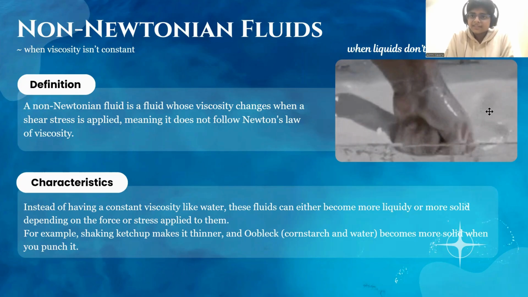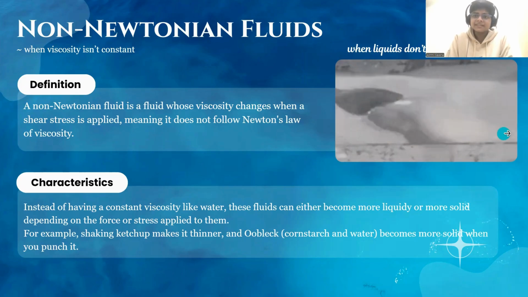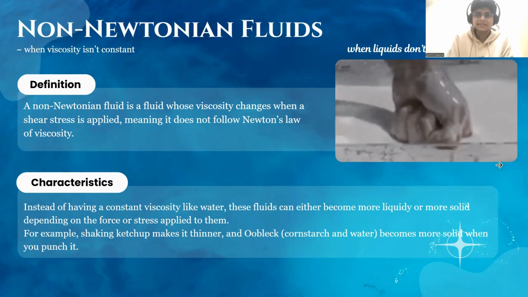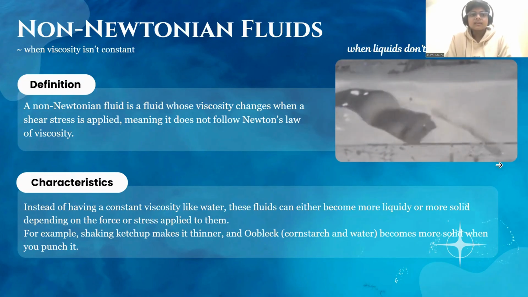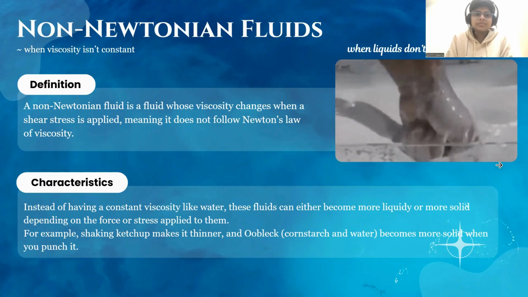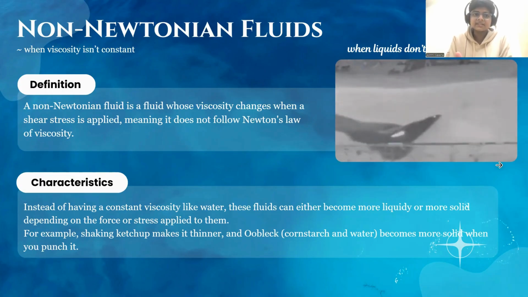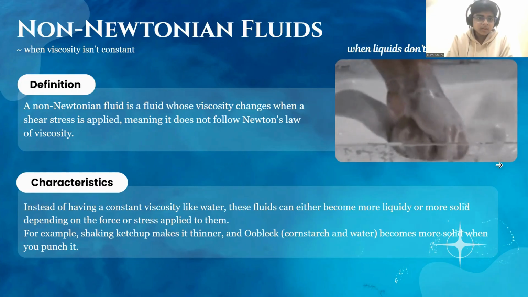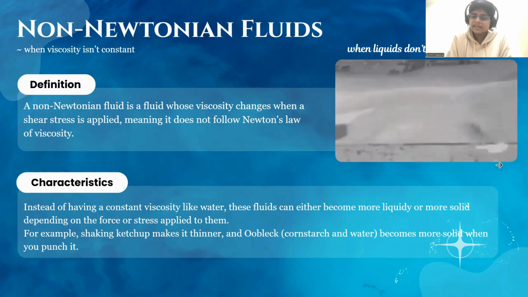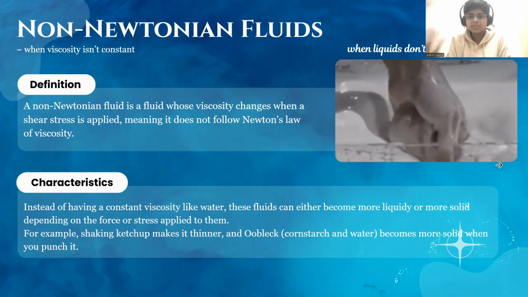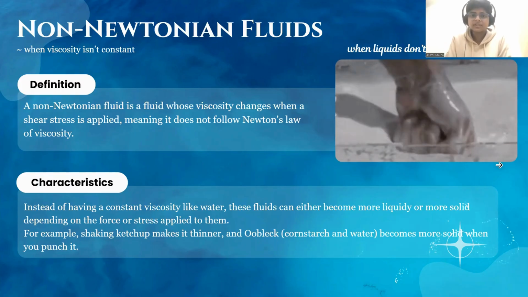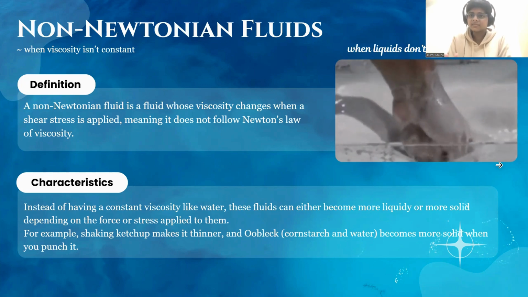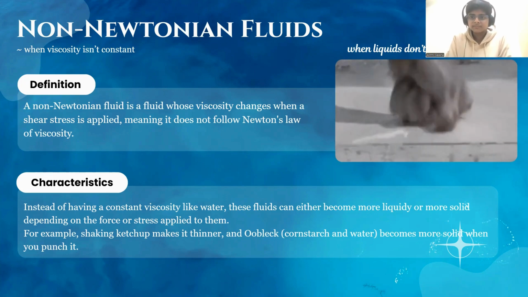Moving on. Now talking about non-Newtonian fluids. It's actually when the liquids don't play by the rules. As you can see in the animation, a man punches the fluid, but it becomes a solid instead when the punch lands. So defining it, a non-Newtonian fluid is a fluid whose viscosity changes when a shear stress is applied. It does not follow Newton's law of viscosity. Instead of having a constant viscosity like water, these fluids either become more liquid or more solid depending upon the force applied on them. For example, when we shake ketchup, it becomes thinner.